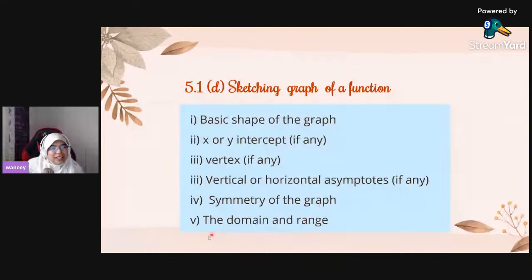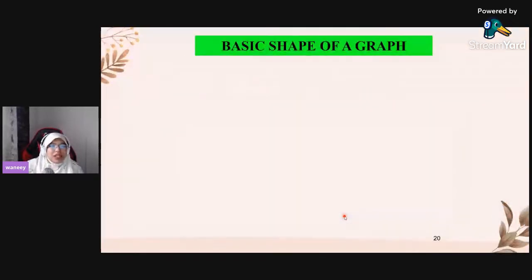Okay, and then you need to find out the domain and the range. This is very useful, especially when you have an asymptote. So you got to really make sure what is your domain and what is your range. Okay, so those are the basic things for sketching a graph. Okay, let us refer to the first one. Basic shape of a graph. So those are the things that you have to remember.